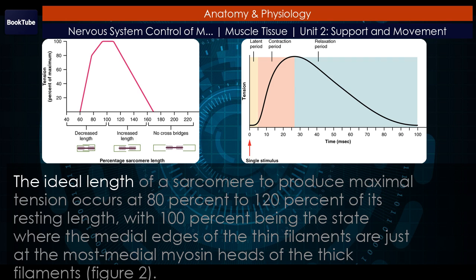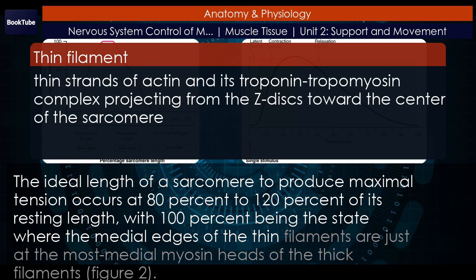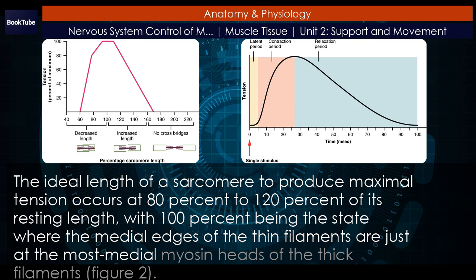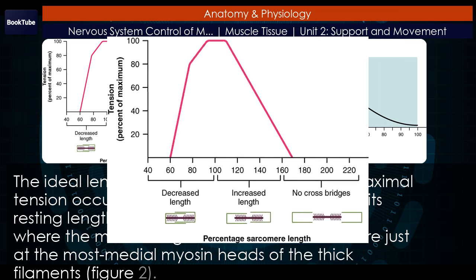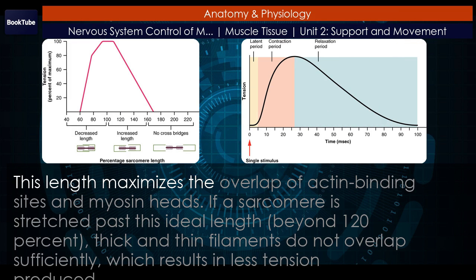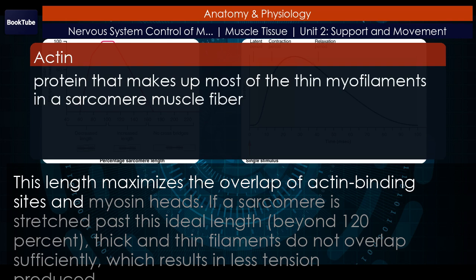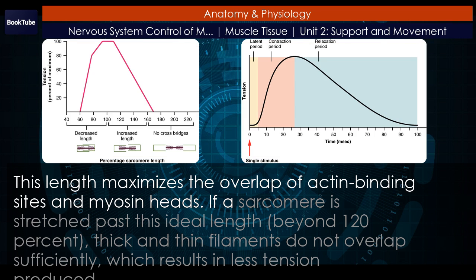The ideal length of a sarcomere to produce maximal tension occurs at 80% to 120% of its resting length, with 100% being the state where the medial edges of the thin filaments are just at the most medial myosin heads of the thick filaments. Figure 2. This length maximizes the overlap of actin binding sites and myosin heads. If a sarcomere is stretched past this ideal length, beyond 120%, thick and thin filaments do not overlap sufficiently, which results in less tension produced.